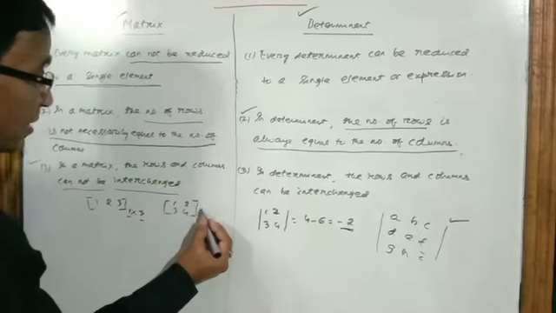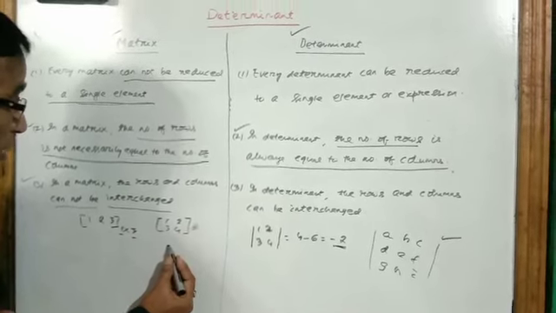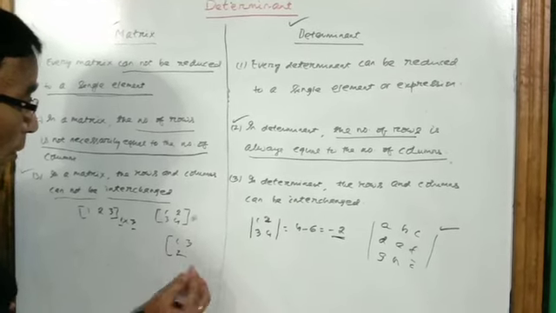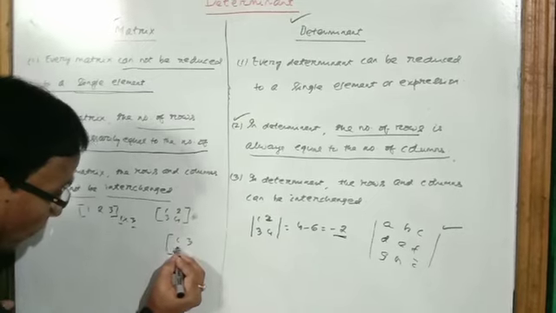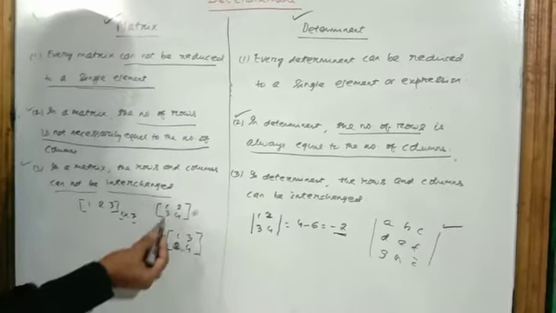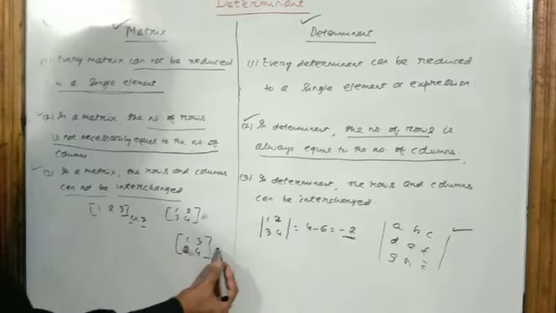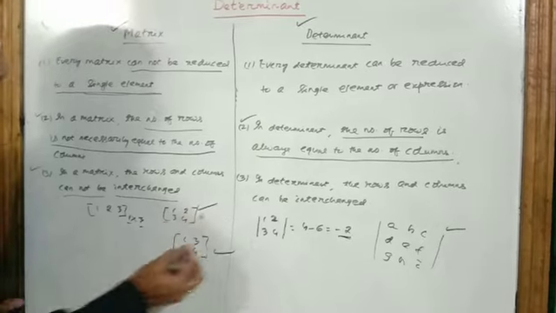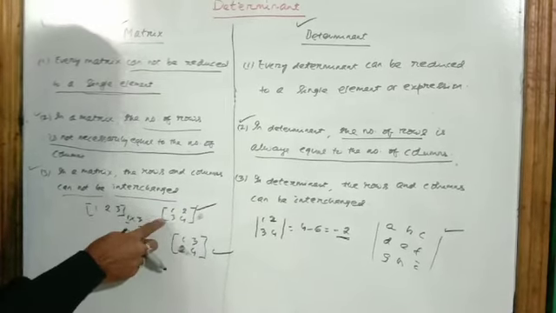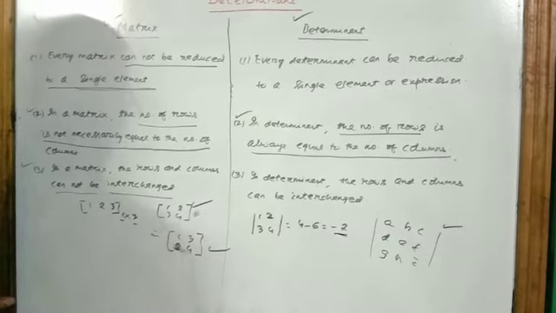And third is that in a matrix the rows and columns cannot be interchanged. Take the matrix 1, 2, 3, 4. If we interchange the rows into columns, then we are getting the matrix 1, 3, 2, 4. So this matrix is not equal to the original one. So if the rows and columns are interchanged, then the matrices will be different.